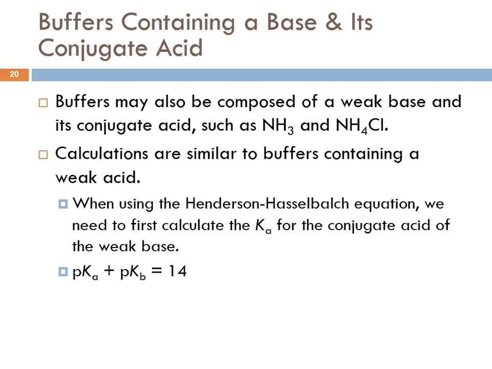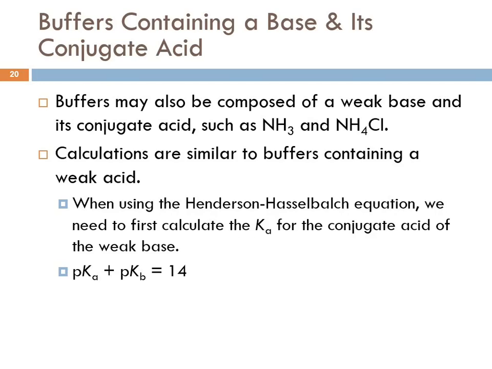So we've been talking about buffers that have a weak acid with its conjugate base, but you can also have a buffer that has a weak base and a conjugate acid. So you could have something like ammonia and ammonium chloride. This is a weak base, and ammonium is the conjugate acid. These calculations are going to be similar, but when we use the Henderson-Hasselbalch equation, we need the Ka. That's what someone was asking about earlier. It has to be the Ka. It can't be the Kb.